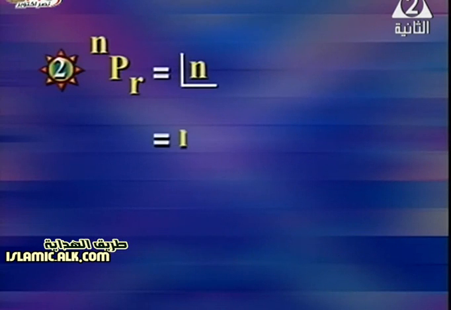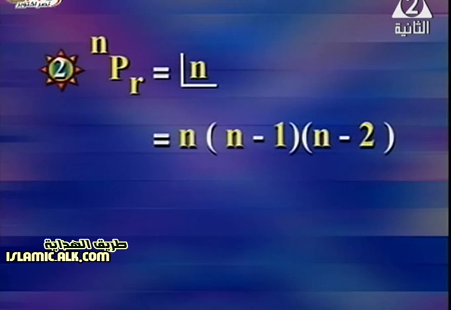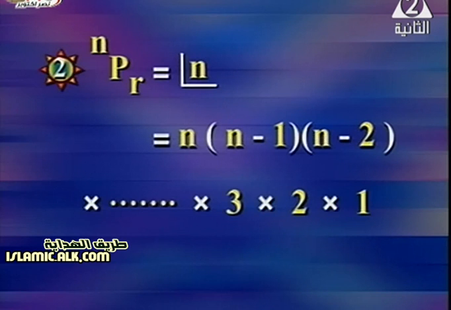Number 2, factorial n. Factorial n means n multiply (n minus 1) multiply (n minus 2) up to 3 times 2 times 1. As an example, factorial 5 is 5 times 4 times 3 times 2 times 1, and so on.